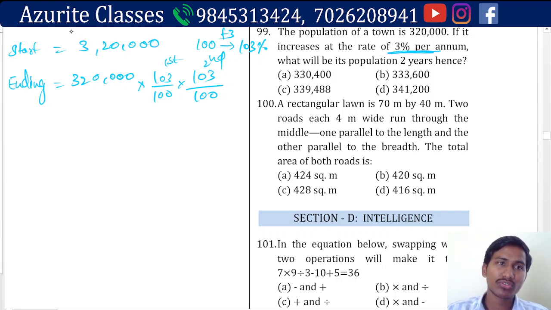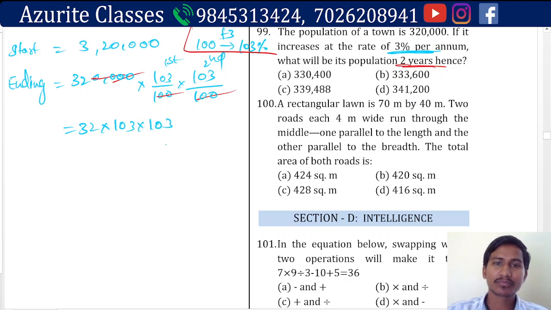Then you have to cancel. So understood, 100 became 103, right? That is why 103 and 103 two times you have to multiply, because it is given for 2 years. Okay, they are asking for 2 years. So let us cancel now. Two zeros here and two zeros here cancel. 32 into how much do we have to do? That is 32 into 103 into 103.